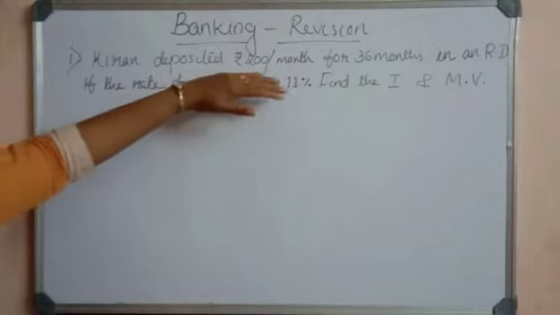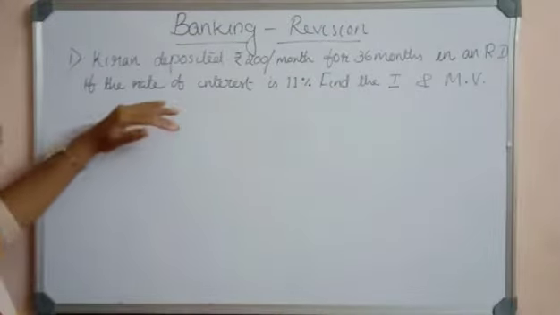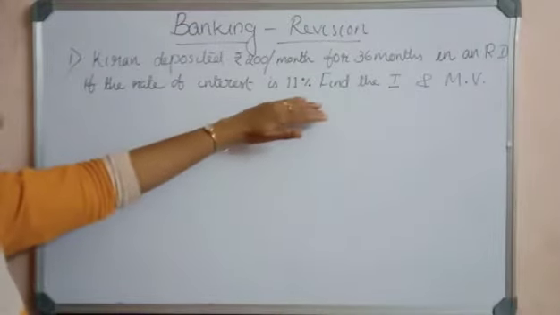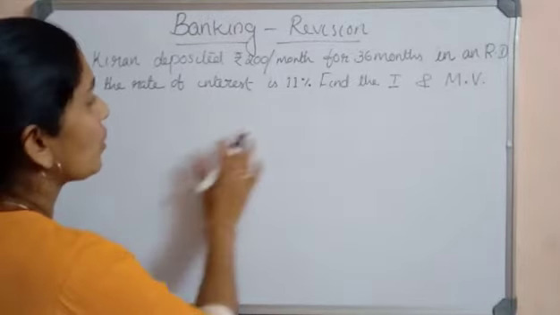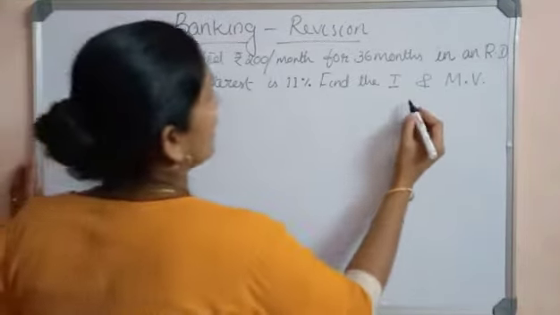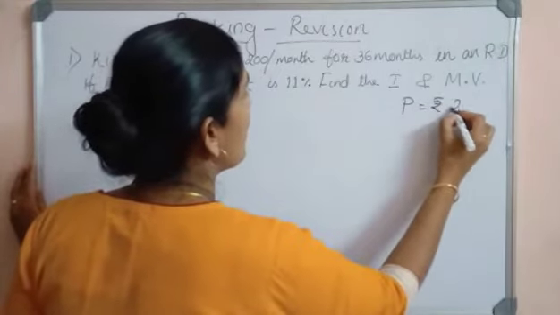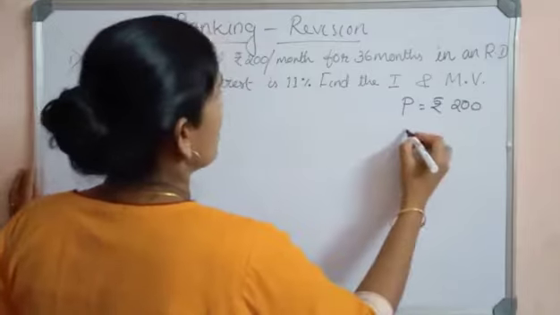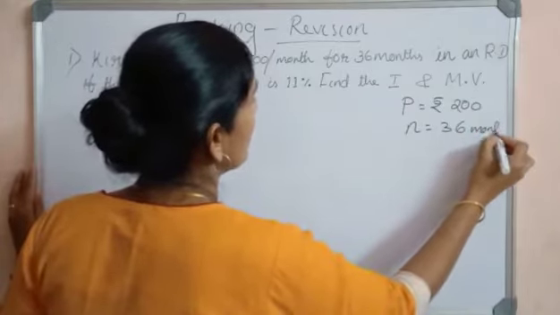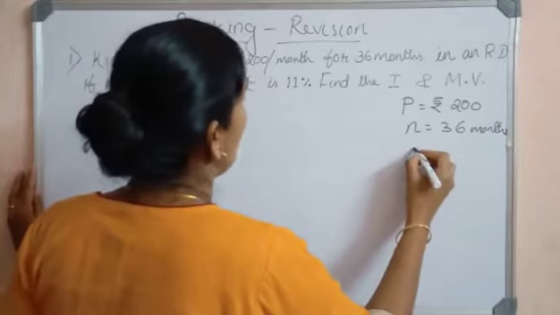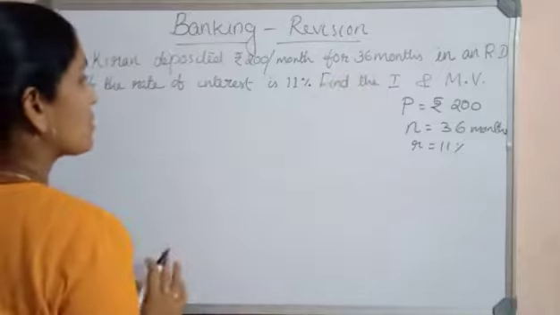Kiran deposited rupees 200 per month for 36 months in an RD. If the rate of interest is 11%, find the interest and the maturity value. First let's write all these data. It's given that the principal is rupees 200, time n is equal to 36 months, R is equal to 11 percentage. Find the interest as well as the maturity value.